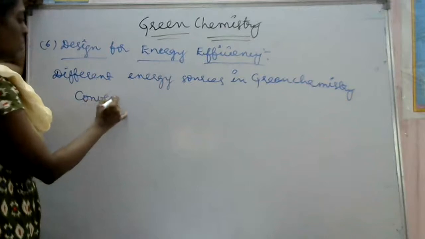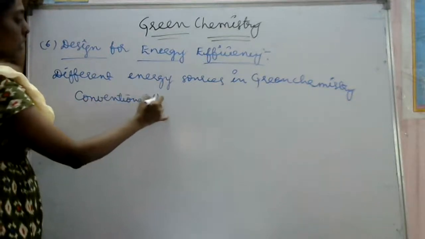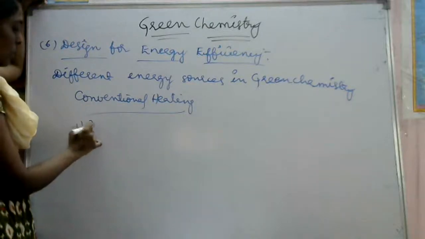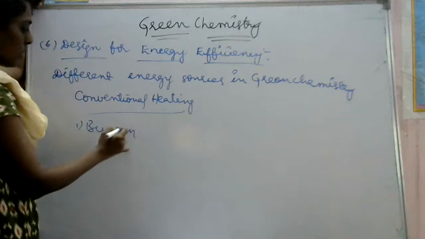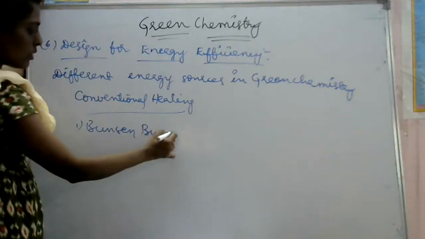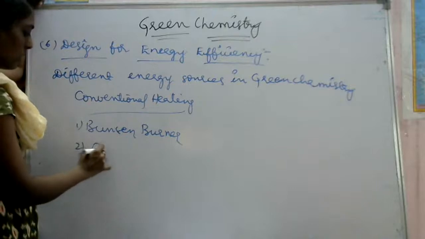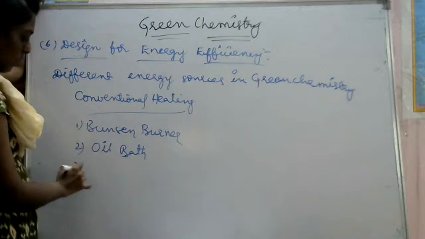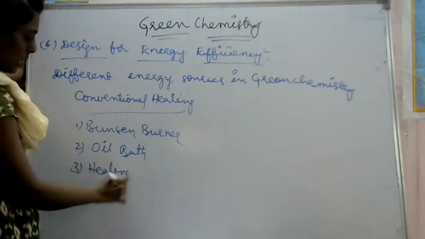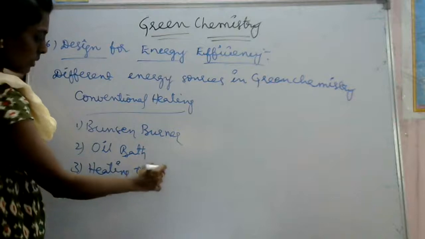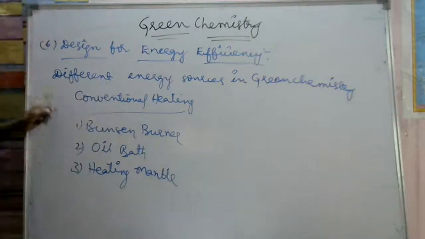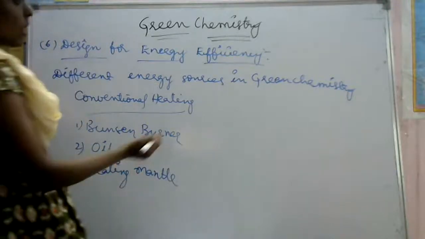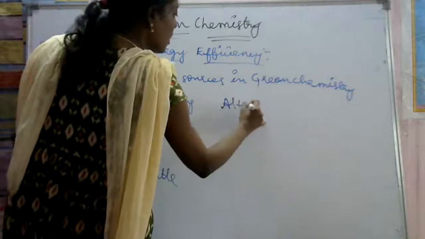So here there is conventional heating. Here three types of energy sources are there: Bunsen burner, oil bath, and heating mantle. These are said to be conventional heating, and these are the energy sources. And alternative energy sources are there.